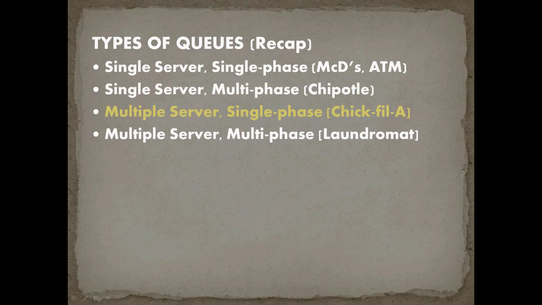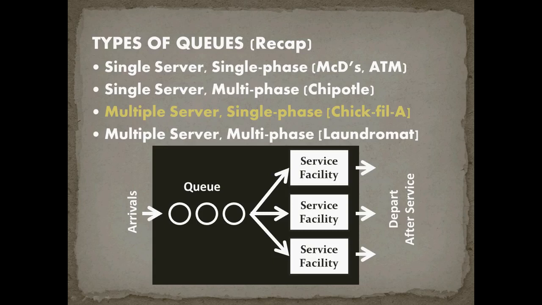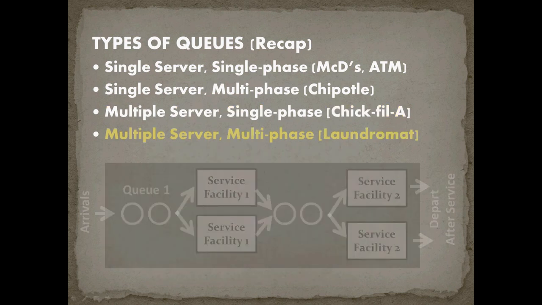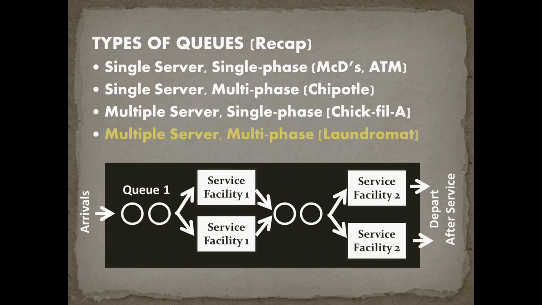In a multiple server single phase system like Chick-fil-A, customers arrive and enter the queue, and once they're at the front of the queue, they proceed to any of multiple service facilities, all of which are equivalent. When they're done at the service facility, they depart. In a multiple server, multiple phase system like a laundromat, arrivals come and they enter a queue for service facility 1, which there can be many of. Once they're at the front of the first queue, they enter to whichever of the first service facilities is available. When they're done, they enter a second queue for the next stage of the process. Once they're at the front of this, they proceed to the first available service facility 2, and once they're done, they can depart.